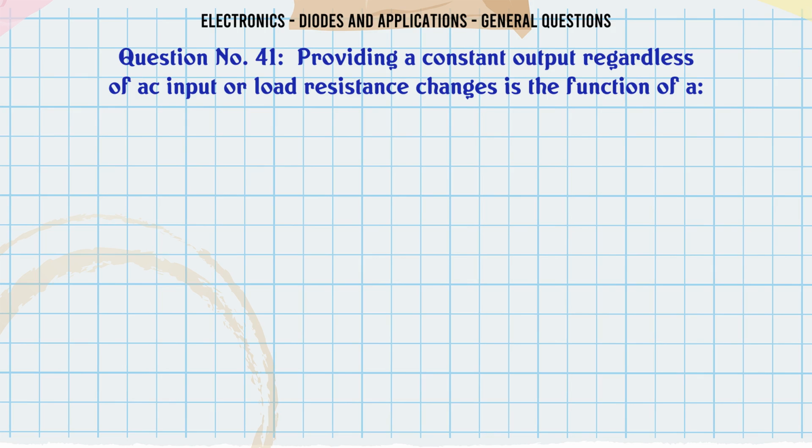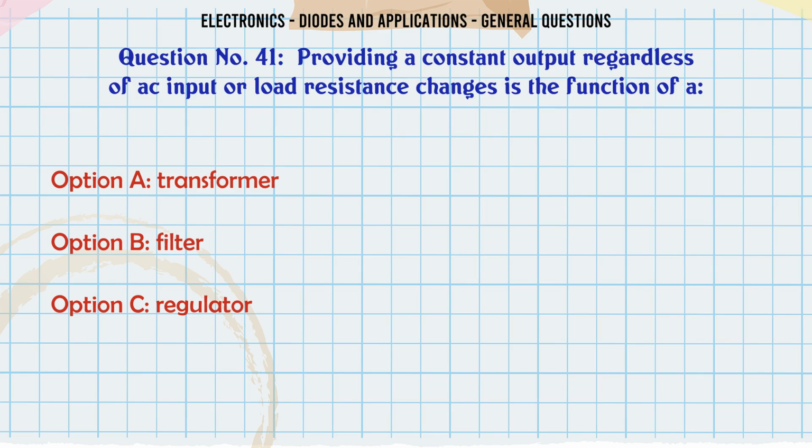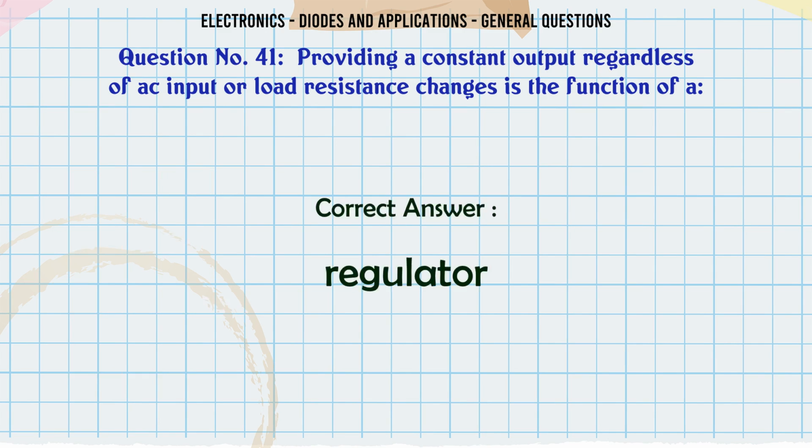Providing a constant output regardless of AC input or load resistance changes is the function of a: A. Transformer, B. Filter, C. Regulator, D. Rectifier. The correct answer is regulator.